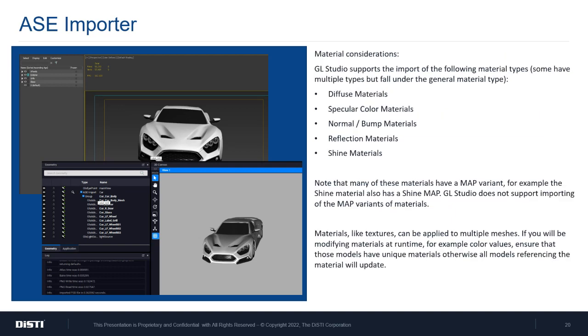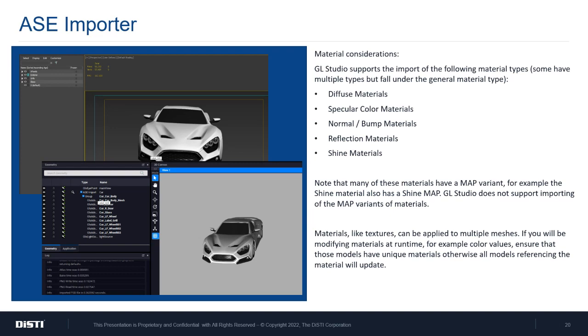Now, just briefly to touch on materials, the specific materials that we will accept. Here's a small list of them. Diffuse materials, specular color materials, normal bump matte materials, reflection materials, and shine materials are imported. Now, I know there are map variants of these materials that exist. Note that we specifically import the material version of these. As an example that I've seen, the shine material also has a shine map. Note that we are only going to import the shine material itself, not the shine map.